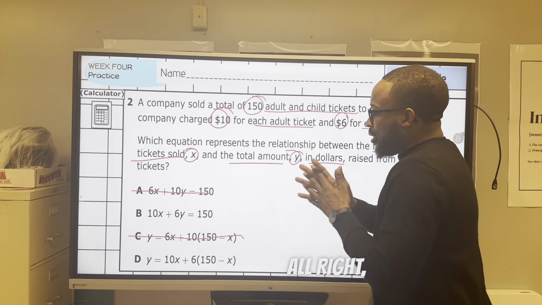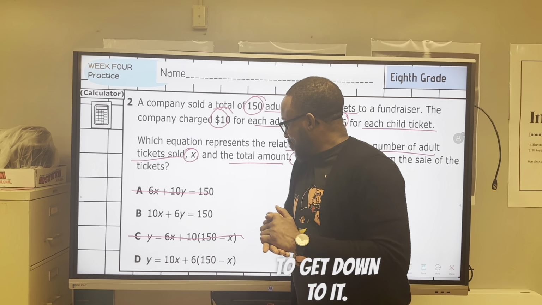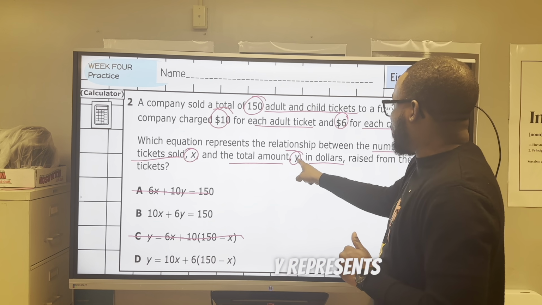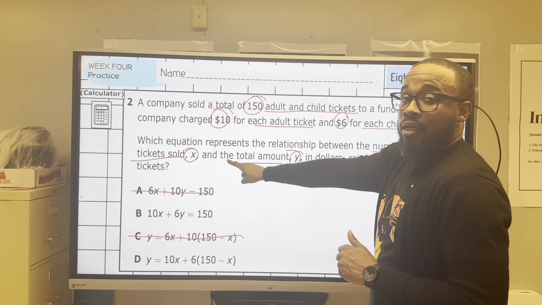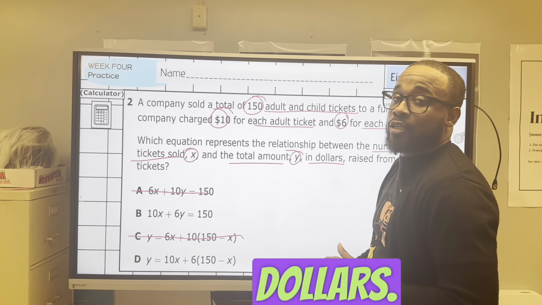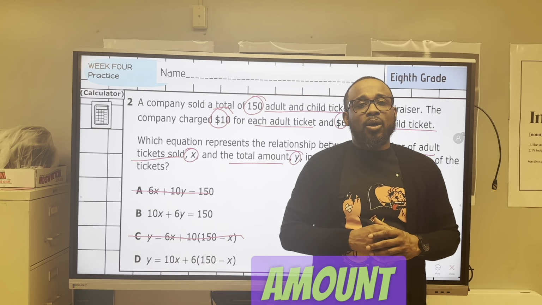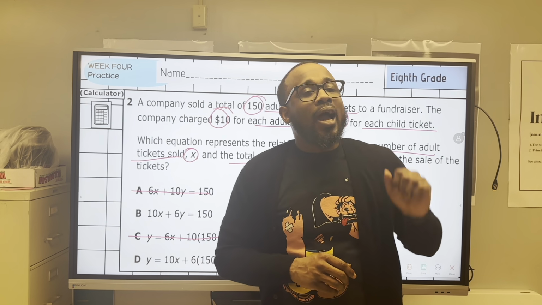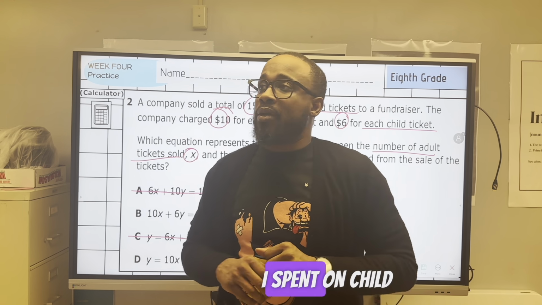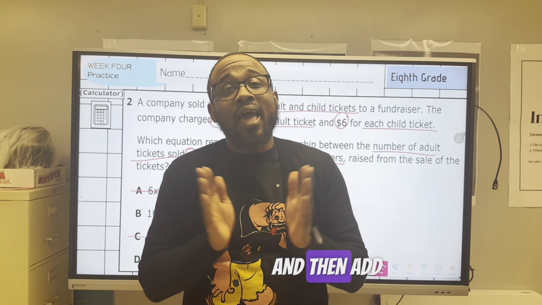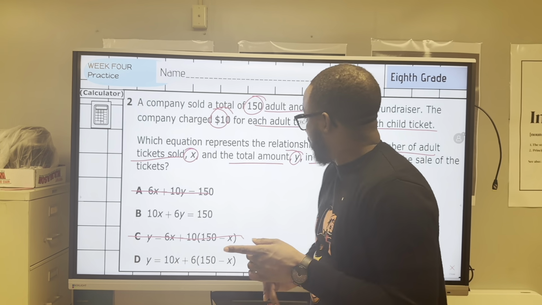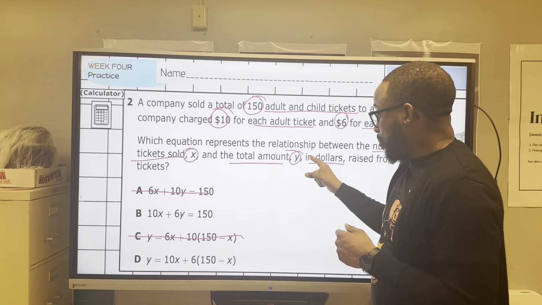All right. Now it's time to get down to it. As I continue looking, I see that Y represents what? The total amount in dollars. If I'm looking for the total amount in dollars, I need to know how much money I spent on adult tickets. I need to know how much money I spent on child tickets, and then add those two together. And those two numbers together will give me Y.